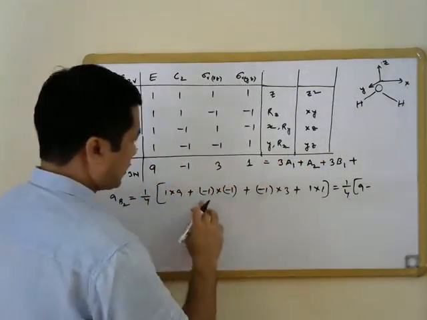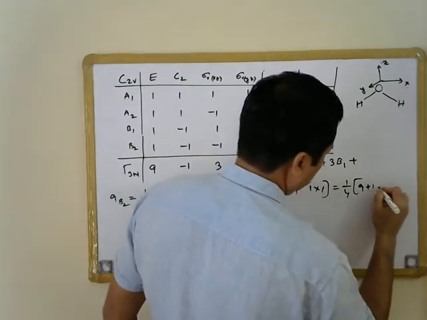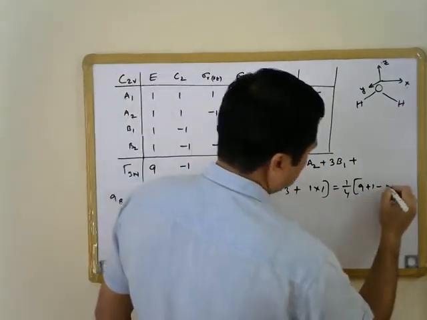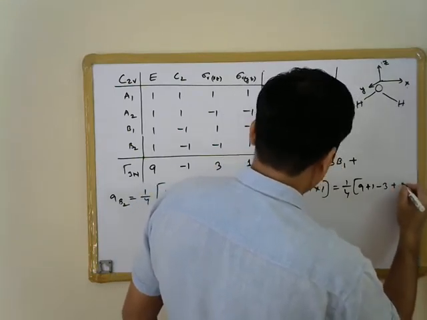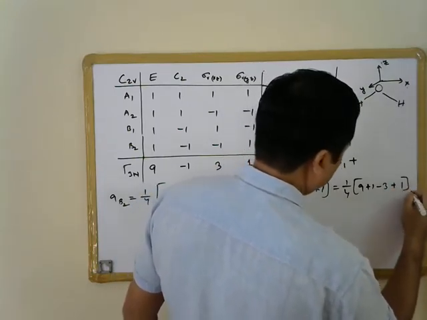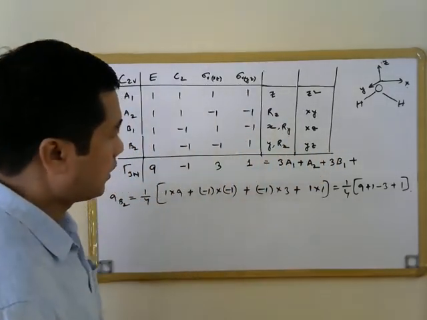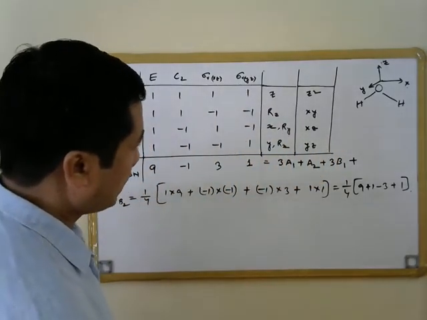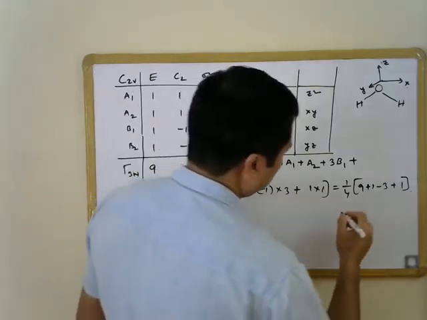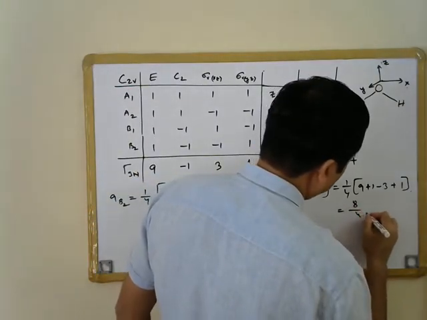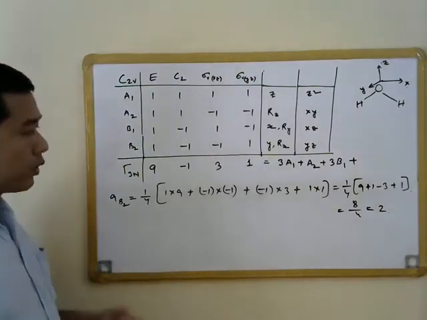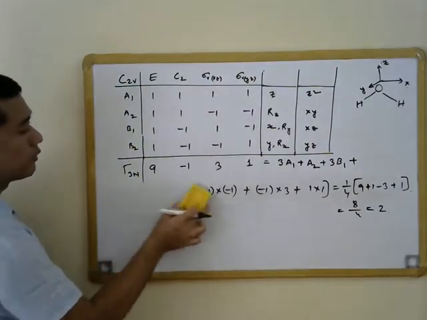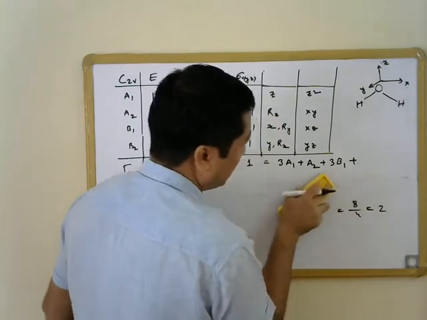Nine minus plus 1 minus 3 plus 1. So that is going to be equal to 8 by 4. Answer is equal to 2. So B2 irreducible representation appears 2 times in this reducible representation.